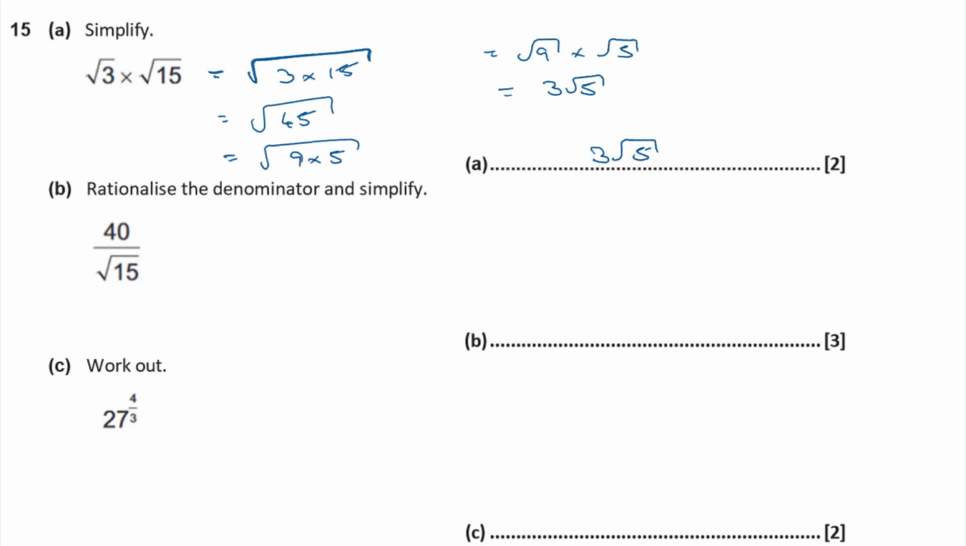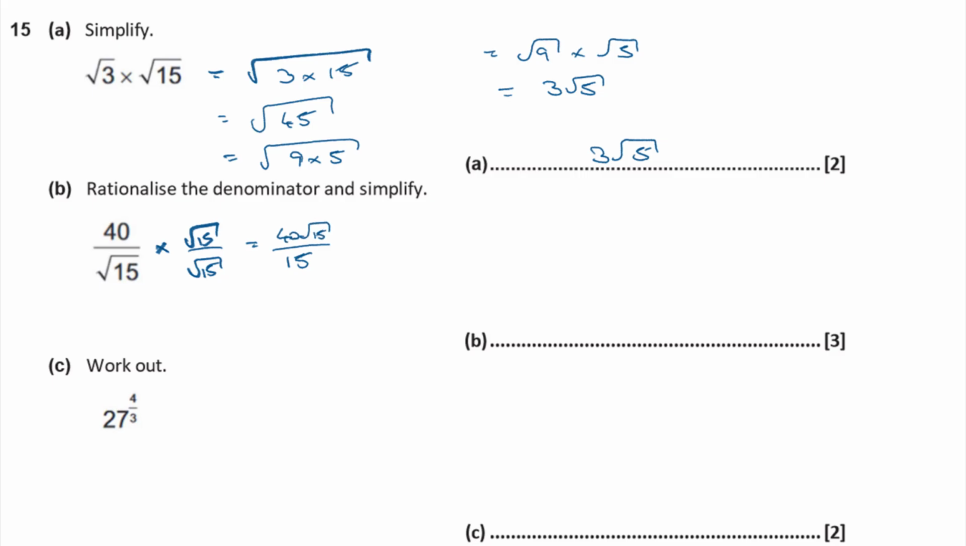40 over root 15, rationalize the denominator and simplify. The easiest way to rationalize the denominator is times top and bottom by the denominator, like that. Root 15 over root 15 is just 1, so multiplying through by it is not going to change the value of the fraction. But what it is going to do is change that denominator from an irrational number into a rational one. Because root 15 times root 15, that's just 15, isn't it? So I get 15 on the bottom, and I'm going to get 40 root 15 on the top.